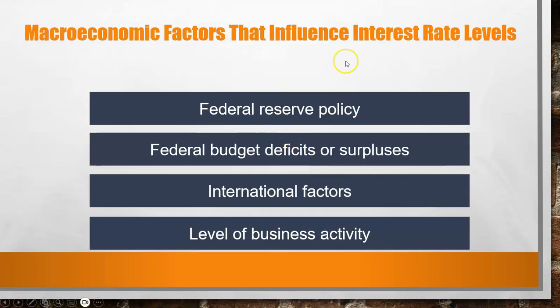So, some macroeconomics that influence interest rates. The Federal Reserve. The Federal Reserve sets the borrowing rate. As that goes up or down, it affects all interest rates. Also the federal budget, whether it has a deficit or a surplus, international factors, and the level of business activity. If business activity is really booming and we're worried about inflation, the Federal Reserve will increase rates to try to push down activity. On the other hand, if we're in a recession, the Federal Reserve will lower interest rates to try to incentivize businesses to borrow money and expand.